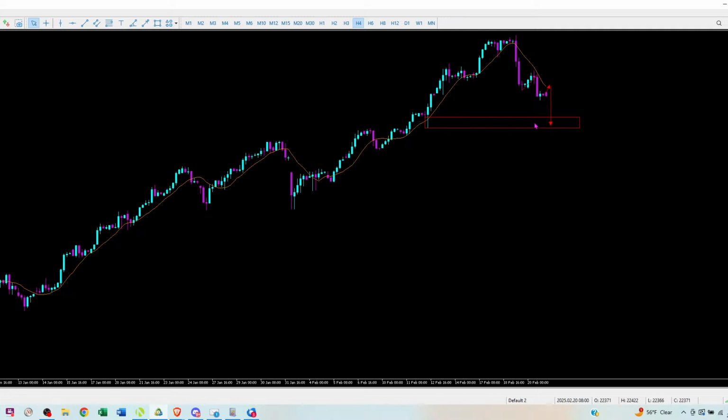But this is the next area of interest, so we'll see what happens if we get some correction during the overnight and a possible downside move back down towards this zone. All right, so that's the DAX.